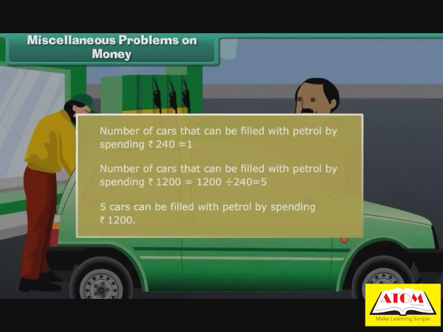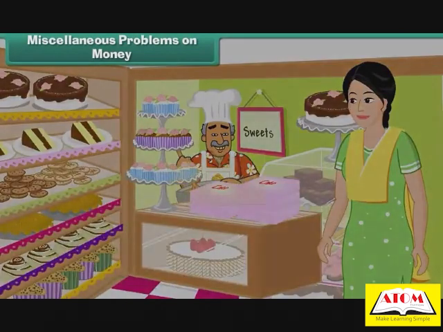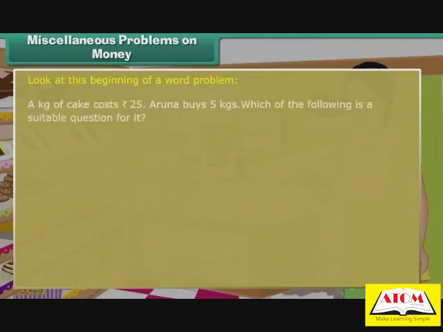So far we have answered questions given to us. Let us now frame some questions. Look at this beginning of a word problem. A kilogram of cake costs 25 rupees. Aruna buys 5 kgs. Which of the following are suitable questions for it?